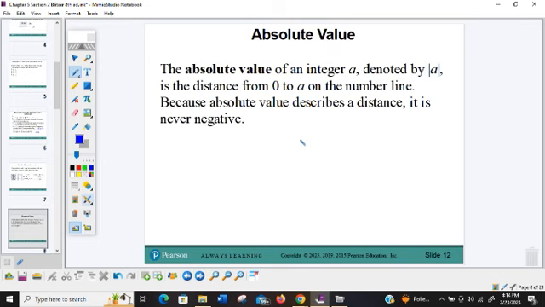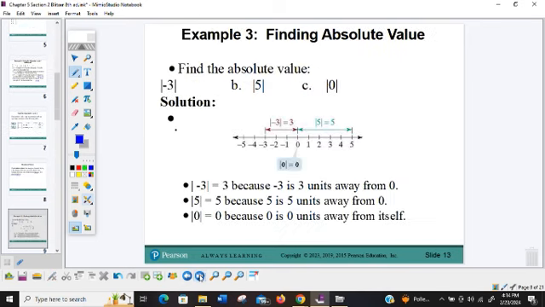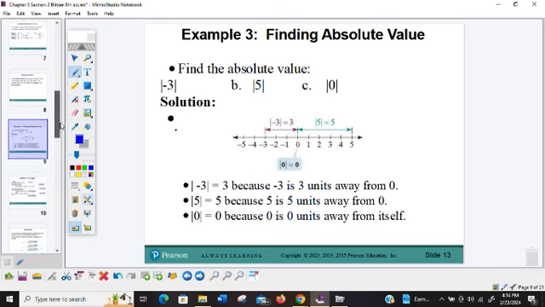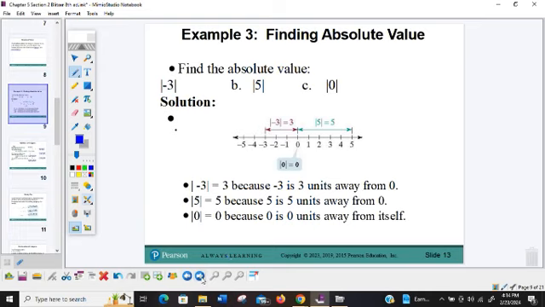And last thing on this video we're going to look at is absolute value. Absolute value is the distance from 0, and it is never negative. That's what you need to remember. It's always a positive. So the absolute value of -3 is going to be a +3. Okay? We'll do it on this one.